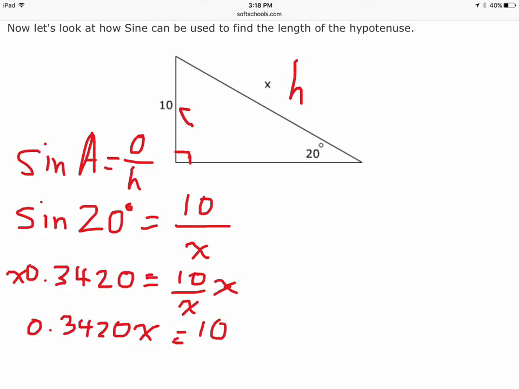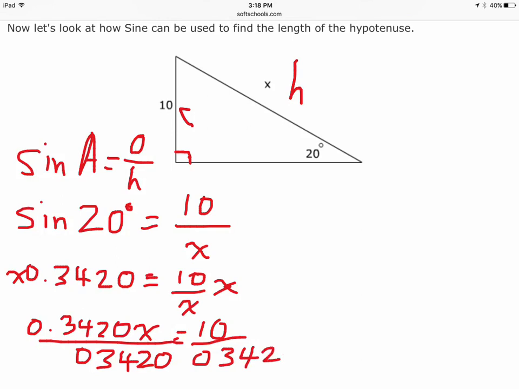Now we want to isolate x and have x alone on that side of the equation. So we're going to do the opposite of multiplying by 0.3420, which is divide. And if we do it to one side, we must do it to the other, leaving us with x alone on one side of the equation, which equals 29.2.